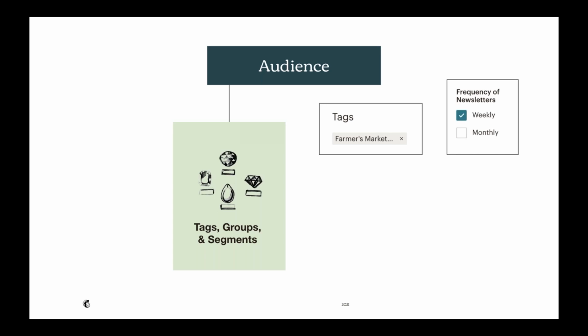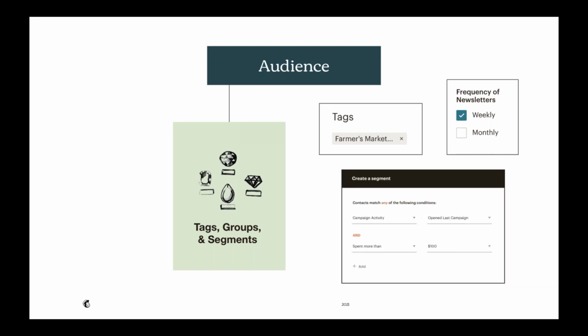Then, groups function like categories in MailChimp. And unlike tags, groups are context facing. So you can collect information based on what your contacts tell you about themselves or what their preferences are. You can include groups on your sign-up form or your update preferences form so that subscribers could self-select into a group. And then finally here, segments are used to create target audiences based on shared data.